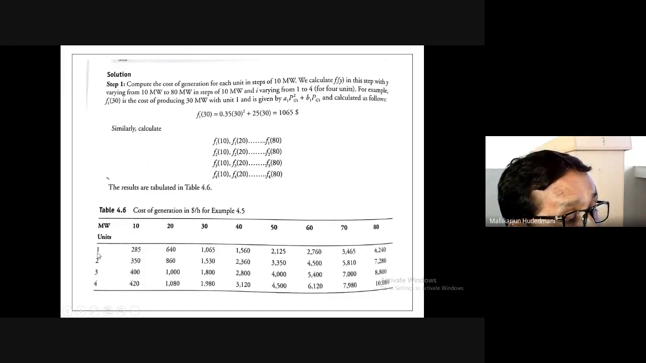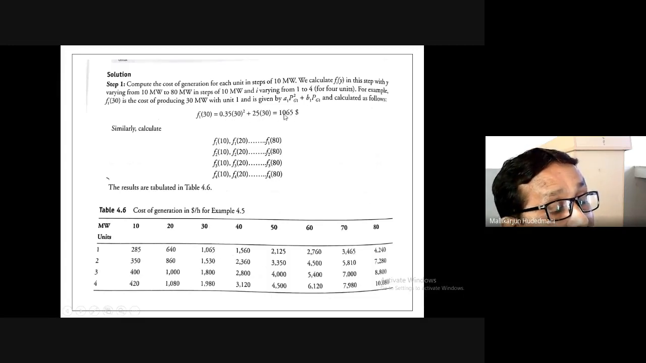$1065. You can see here, machine 1, 30 megawatt, 1065. You substitute and get this. This way, F1 10 is 285, F1 20 is 640, F1 30 is 1065, up to F1 80. You have to calculate this fuel cost function for different loads 10, 20, 30, 40 up to 80. You will be able to get the first row data.